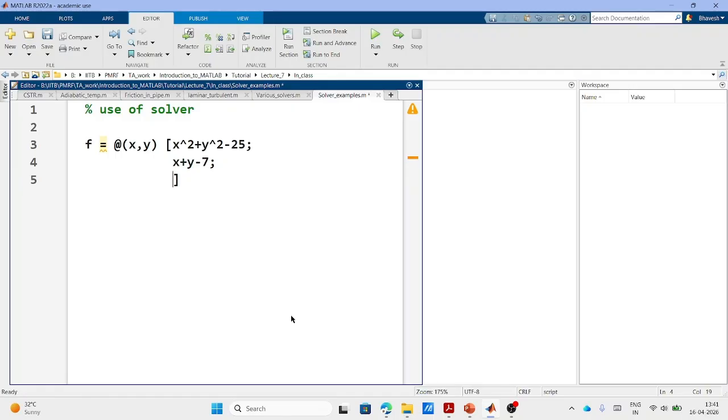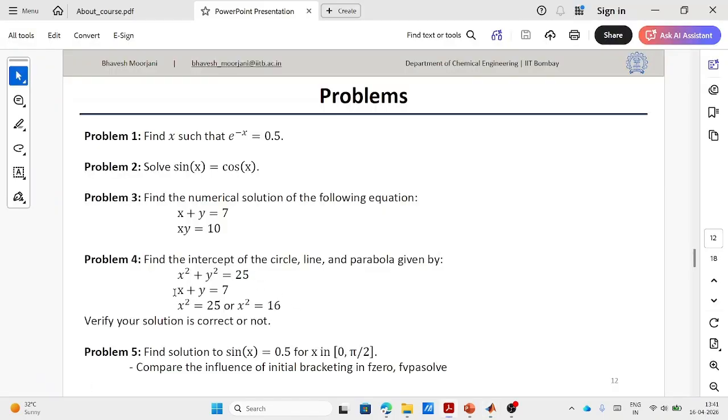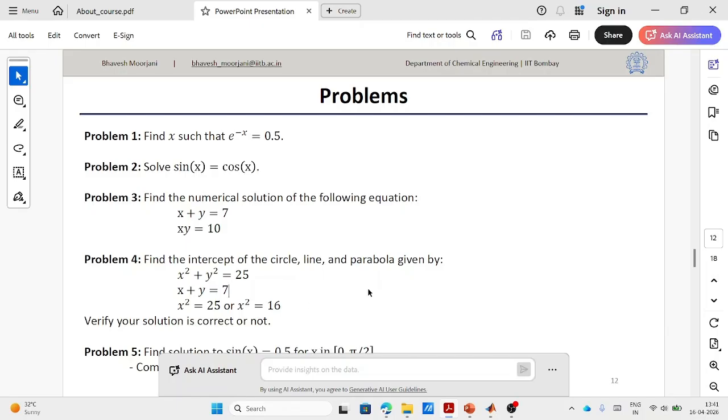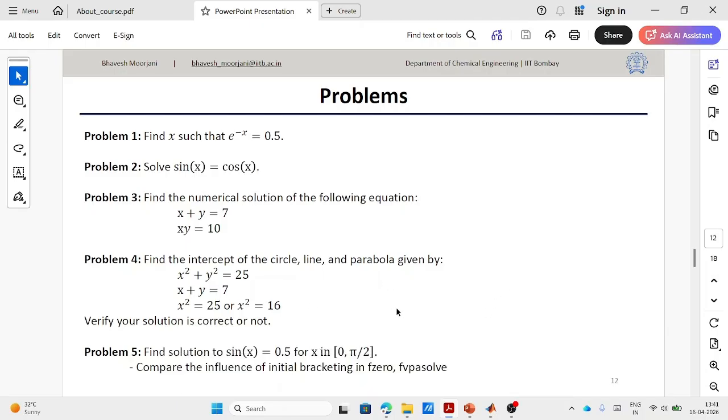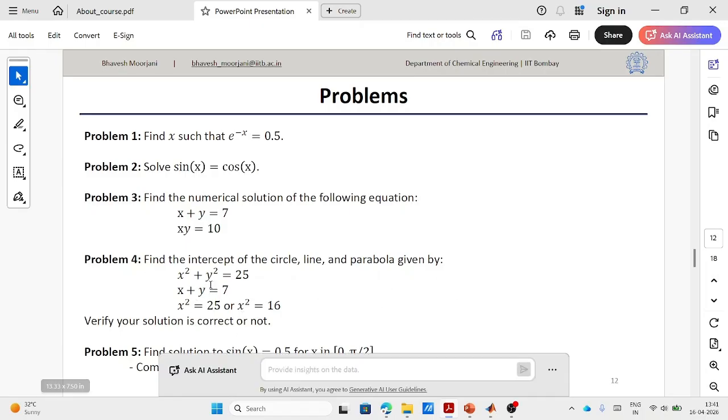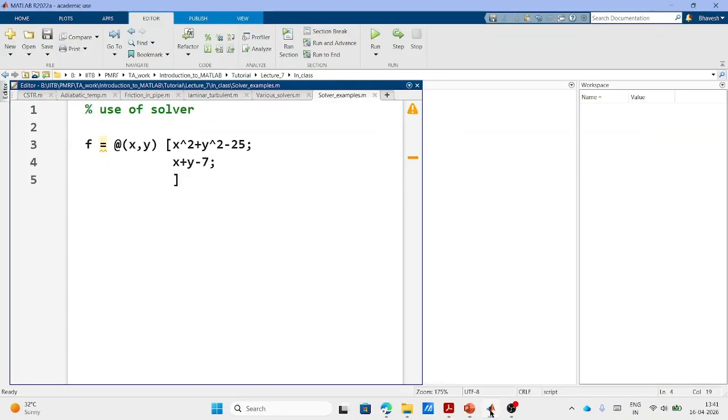Why am I writing x plus y minus 7? Because we want to equate this f(x) to 0, right? So let's say this is your equation f(x), which is x plus y equal to 7. When you want to solve for the values of x and y which will satisfy this equation, you create a function x plus y minus 7 is equal to 0, and you solve for x and y, which provides the values such that your entire function becomes 0. So that's why you provide a minus sign.